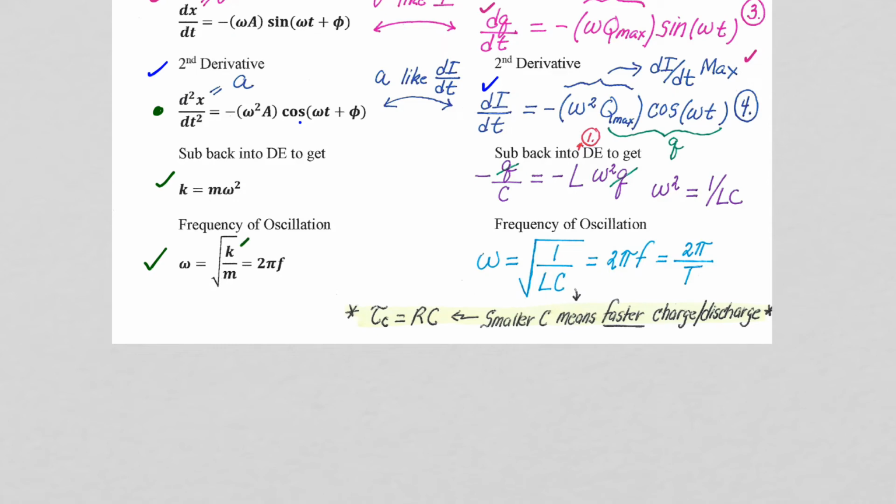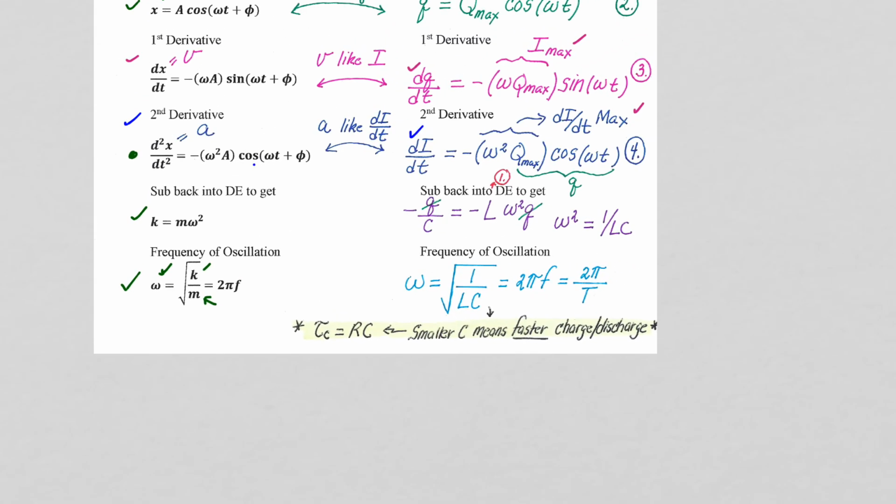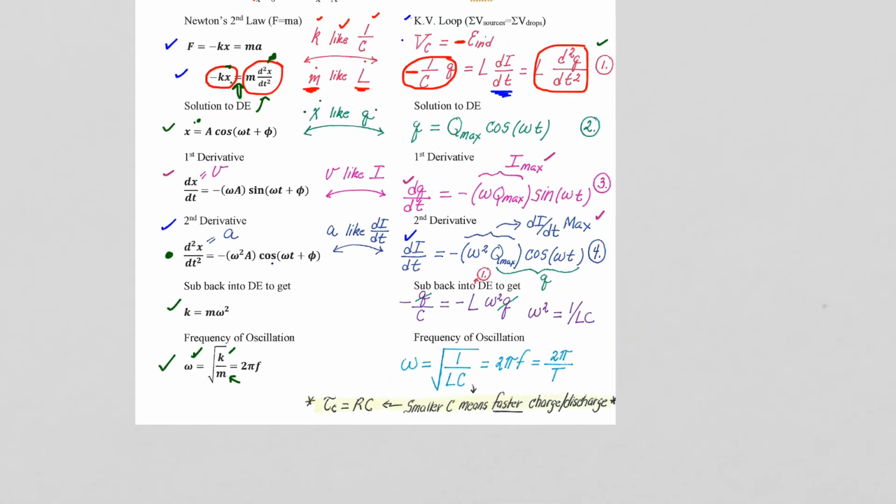So the bigger the k, the stronger the spring, the bigger the omega, the faster the oscillator. The smaller the mass that we put on the end of the spring, the bigger the omega value, the faster the oscillator. Well, we do the same thing with our new equations.